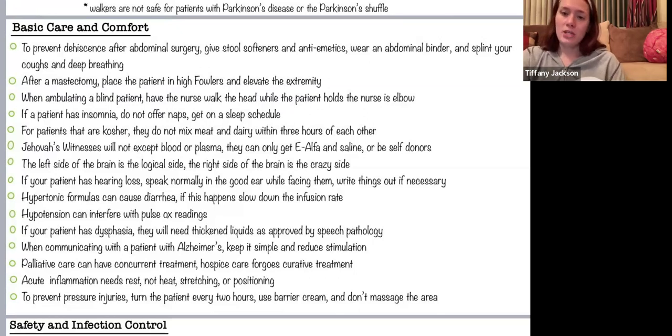When you're dealing with a patient with hearing loss, we're going to speak normally into the good ear, and we're going to make sure that we are facing them so they know we're talking to them, but you also can write things out if necessary.